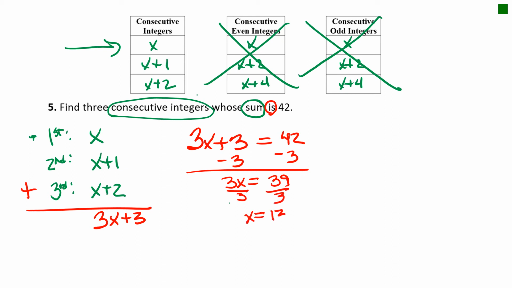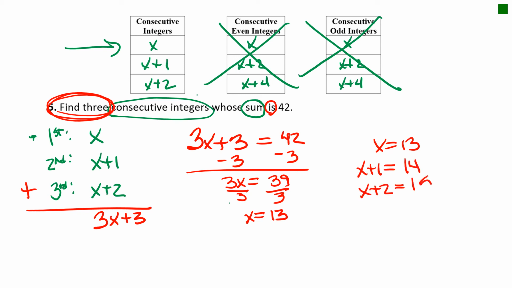x is 13. Now, you can't just say x is 13. You can't just say the number is 13, because how many do I have to find? I have to find 3. So the numbers: x is going to be 13. What's the next one? Remember, I take 13 plus 1, that gives me 14. I take 13 plus 2, that gives me 15. These are my answers. So we've got 13, 14, 15. You can write it that way, or you can write it 13, 14, 15. Okay? Fun times.